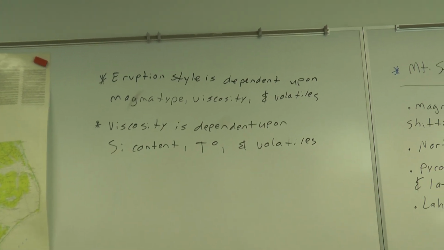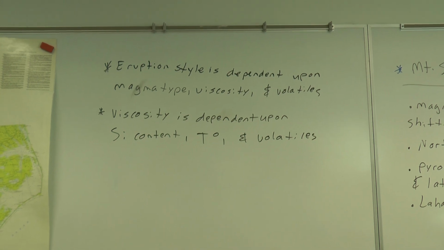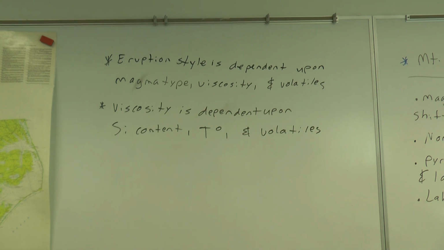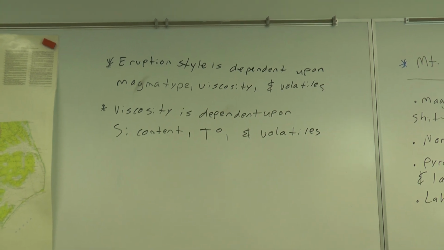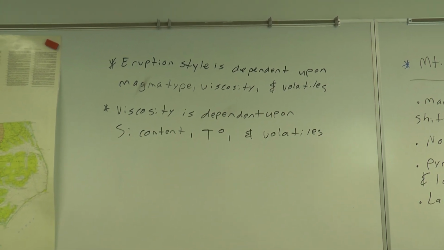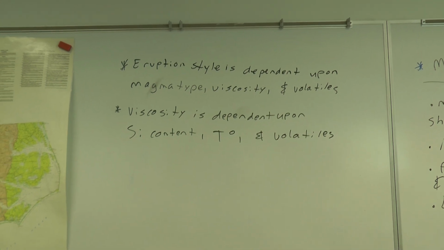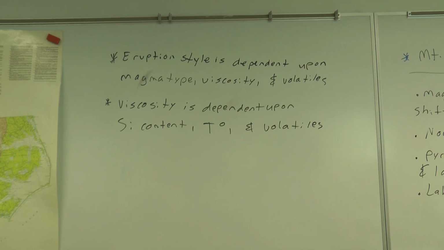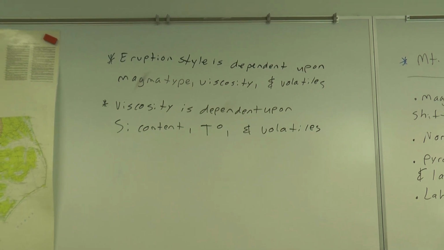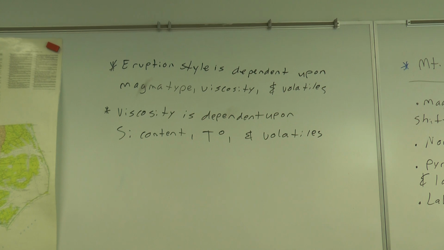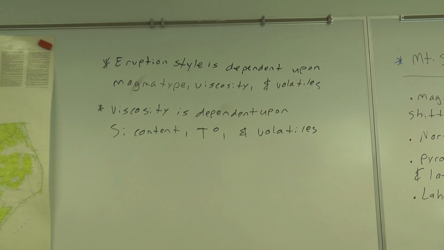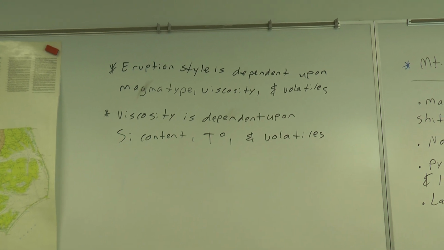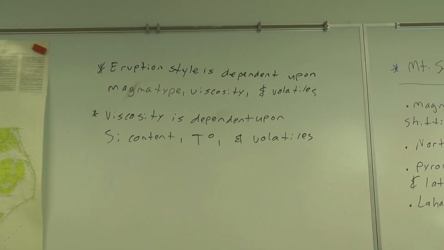So viscosity itself is going to be dependent upon three things: silica content, which we briefly discussed in class last week. The higher the silica content, the higher the viscosity, the less that magma wants to move and the more dangerous your volcano. Okay, viscosity is also dependent upon temperature. So a hot magma is going to be more runny and it's going to flow easier and have a lower viscosity and lead to less dangerous eruptions.